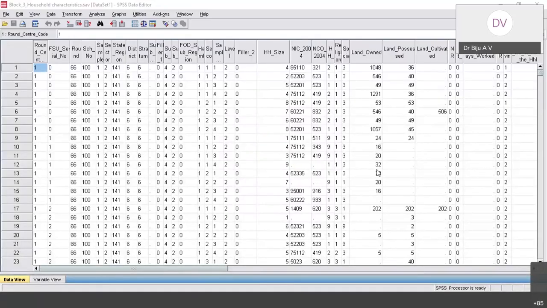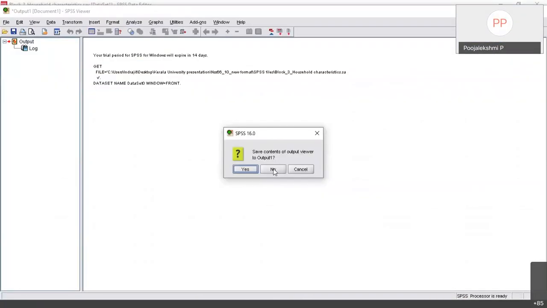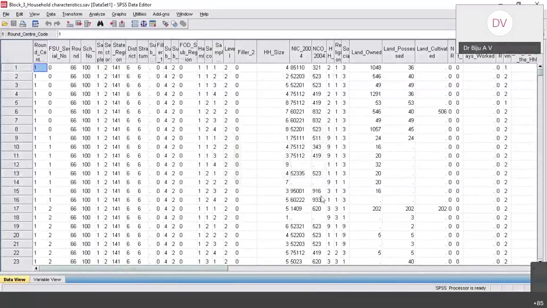Sir, your audio is off. Can you please turn it on? Is the SPSS file visible? Yes, sir. It's visible now. The SPSS file is visible now, the household characteristics data file. Yes, sir. It is visible. Fantastic.